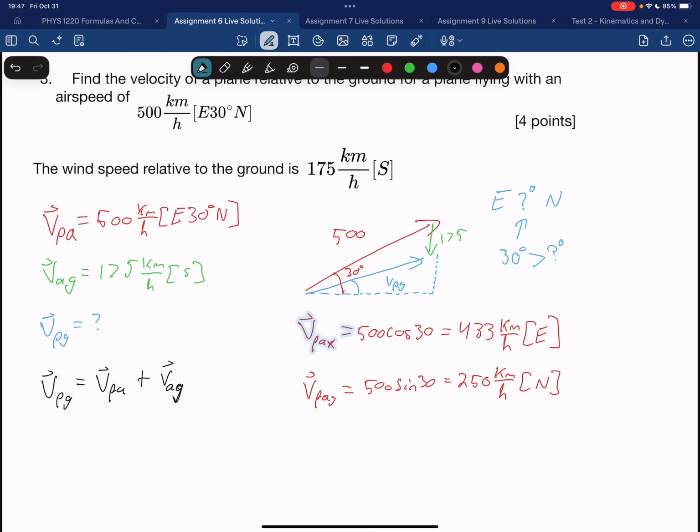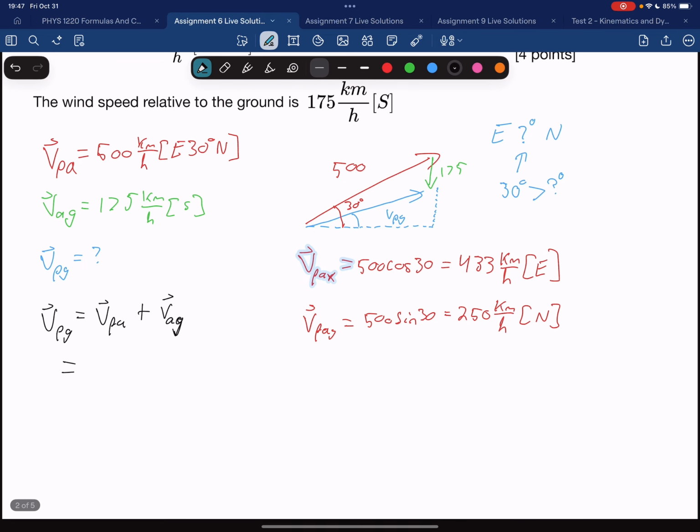And now we can go add these all together. So to add our velocity of the plane relative to the air, the red vectors here, with the green vector, we need them to be broken into components, what we just did. So I'm going to add the components to VAG. So I'm actually going to have VPAX plus VPAY plus VAG. Now VAG only has a Y component, so we don't really need to worry about putting subscripts, but if you want, you could totally put a Y subscript on that just to remind yourself.